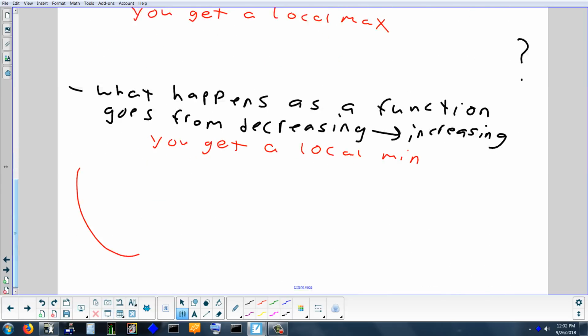I almost said global. Global means like if you had a parabola, that's a global minimum. It is the lowest value ever. There's nothing any lower than it, ever. Local means it's the lowest value in a certain area.